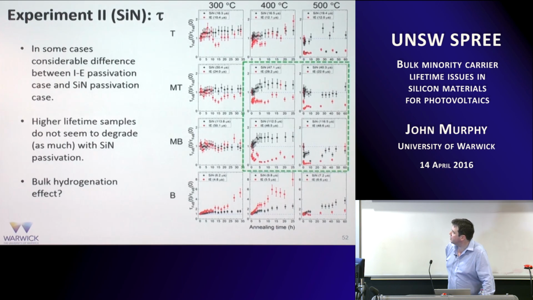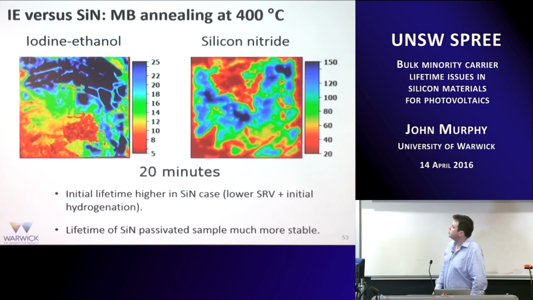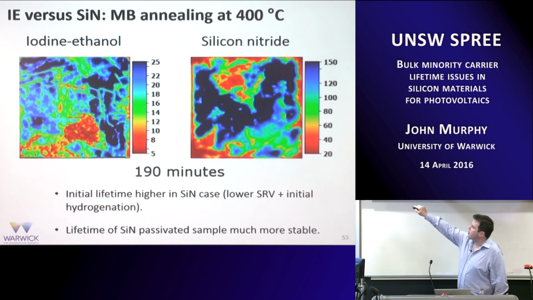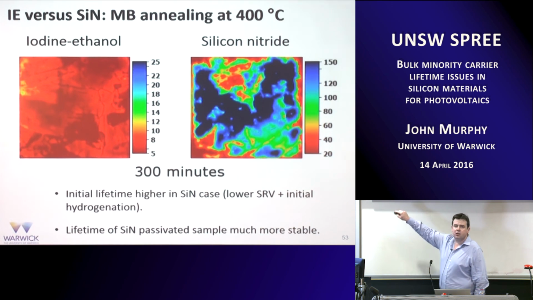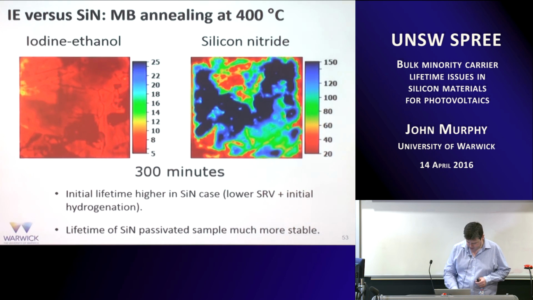And this, again, is the iron. That's the lifetime. This is what happens. This is a direct comparison between the silicon nitride case and the iodine ethanol case. And the one on the left gets substantially worse by annealing, and the one on the right actually stays roughly the same. So the iodine ethanol eventually crashes, the silicon nitride stays the same. So it's like the hydrogen from the passivation scheme is stabilising the lifetime during internal gettering.